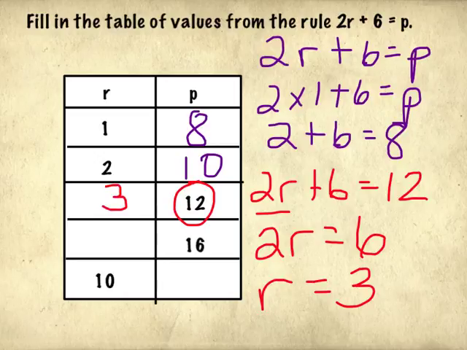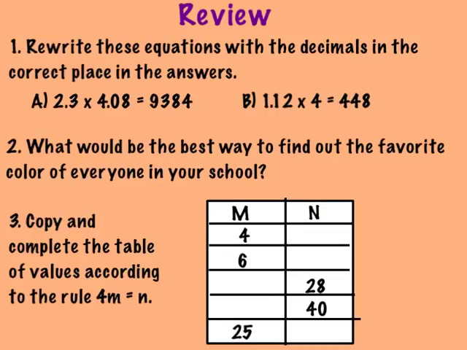And I can do the same thing for 16. 16 minus 6 is 10. So what times 2 is 10? 5 is. And then for the last one, for the 10, that's in the r column again. 2 times 10 is 20, plus 6 is 26. So that's what your table should have looked like. And good news, we're done.